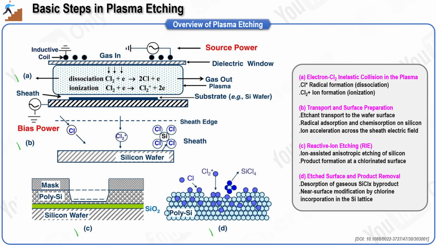Step D completes the cycle with desorption and pumping. Adsorbed SiClx leaves the surface as gas phase SiClx, for example SiCl4, and the products are pumped away. Repeated removal exposes new silicon and the sequence continues, while some chlorine can mix into the near-surface silicon lattice and slightly modify the surface. Any step from A to D can become rate-limiting depending on plasma conditions, gas composition, and the substrate. For chlorine on silicon, the balance between purely chemical formation and ion-assisted formation is especially sensitive to the electron density, the bias power, and the surface concentration of carriers.